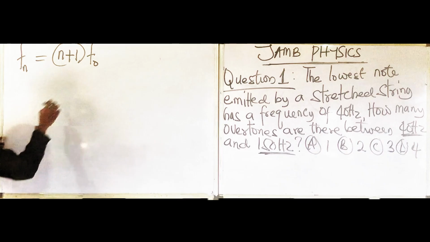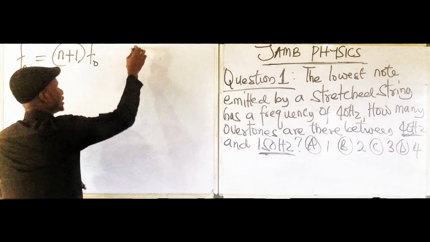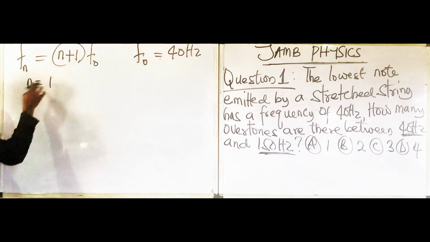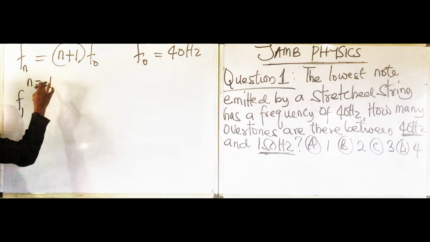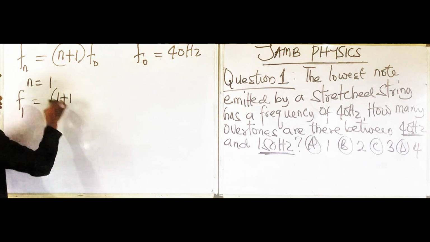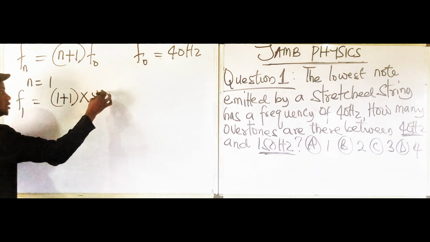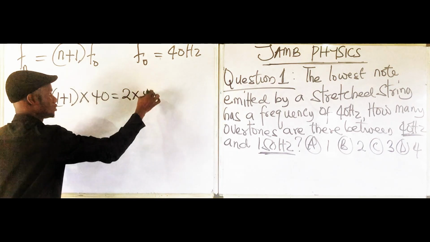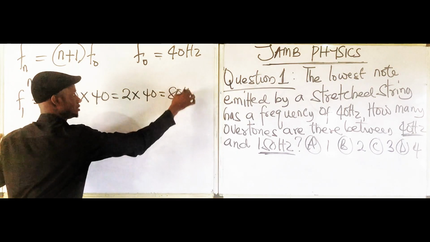So here it is given to us. The fundamental frequency given to us here is 40 Hz. So the 40 Hz here, that is F naught, is equal to 40 Hz. Please take note. So let's go. Let's first of all check when n is equal to 1. So if n is equal to 1, F1 will be equal to 1 plus 1 times 40. 1 plus 1 is always 2, times 40. What is my answer? 80 Hz.